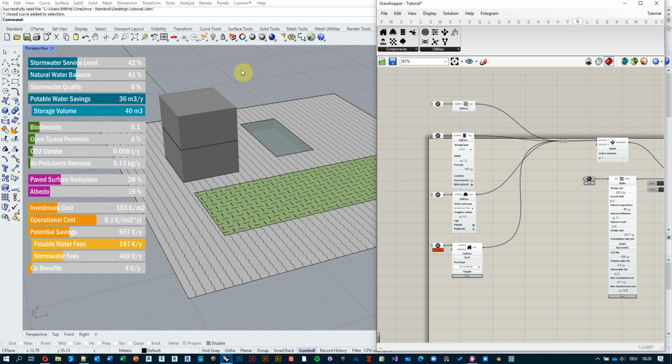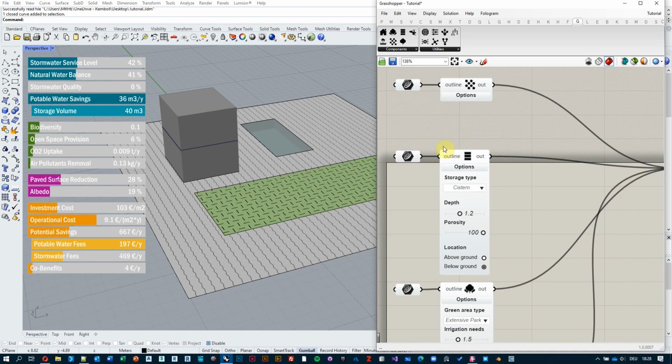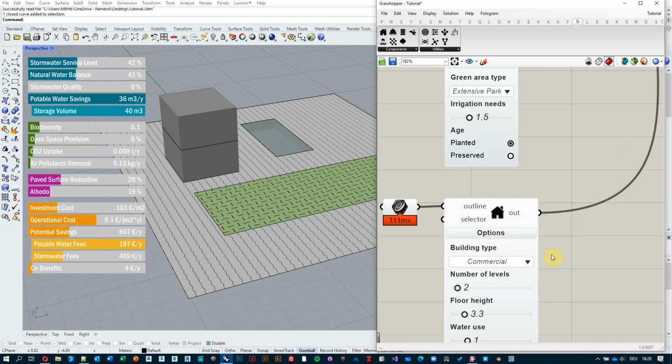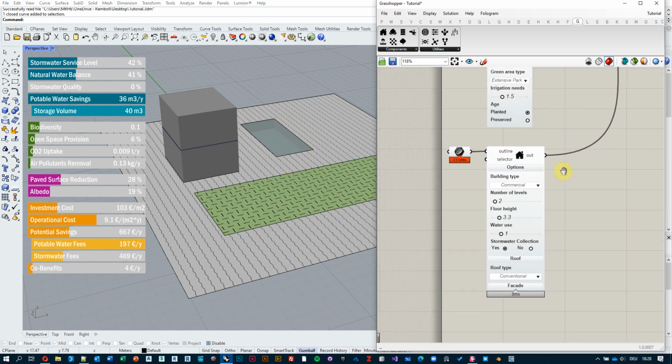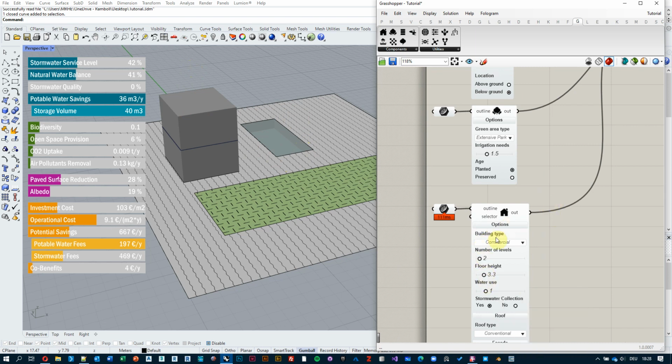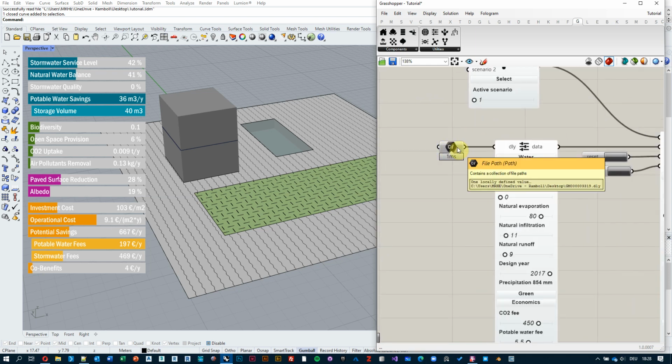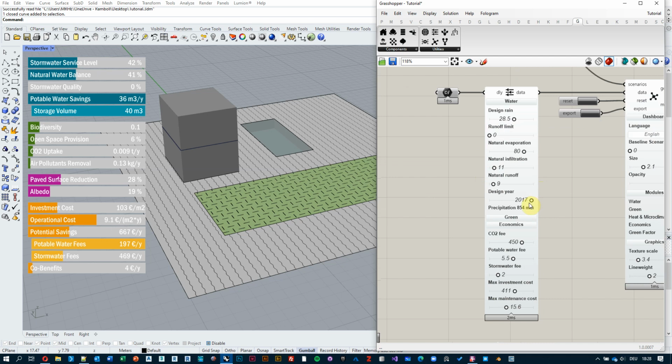Just to sum things up, to be able to perform this kind of calculation, you need to have a storage component in your drawing. You need to have a building component set to stormwater collection, yes, so that the runoff from its roof contributes to filling up the cistern. And you need to have at least one component that uses the water, so it's either a building or a green area component. And you also need to have a daily file selected and connected to your data component. And then from this, you also need to select a year that you're looking at.